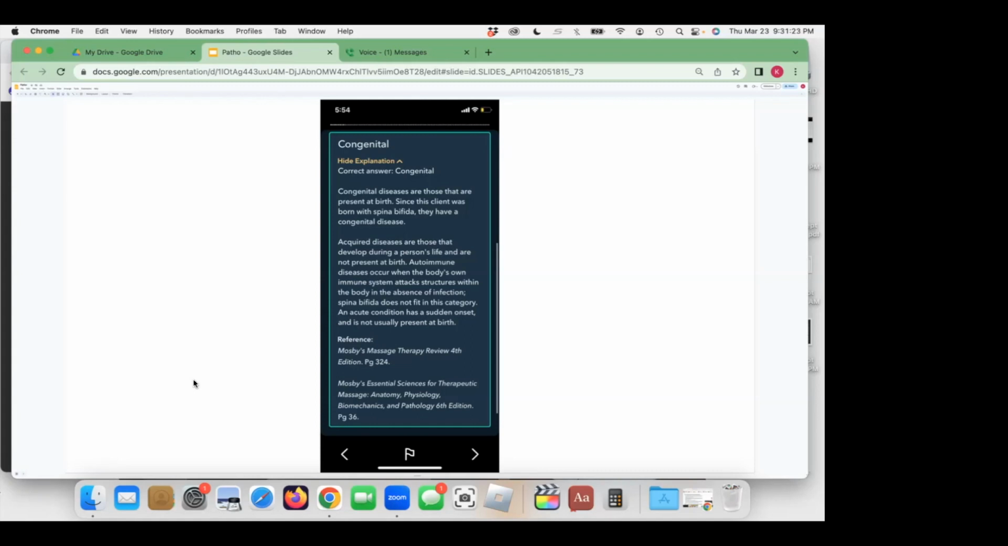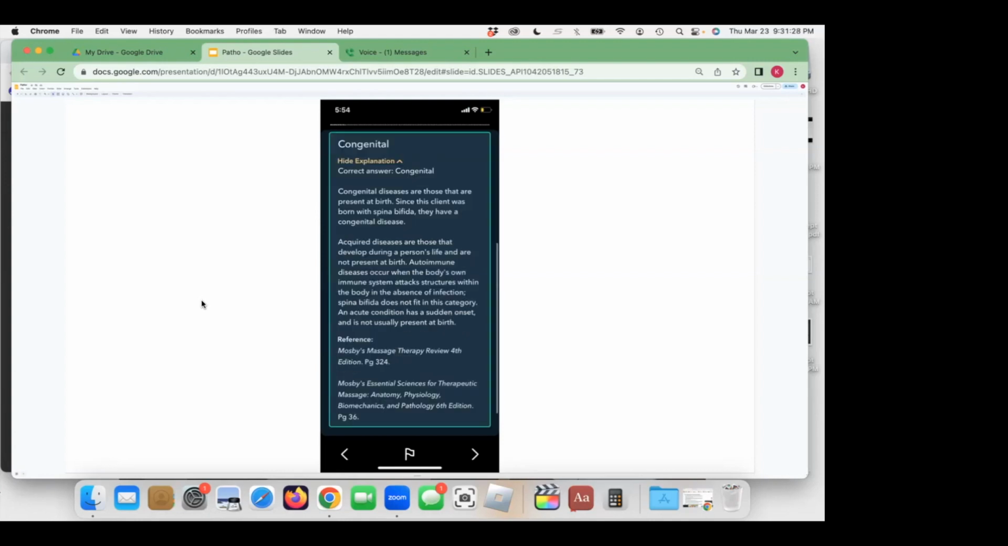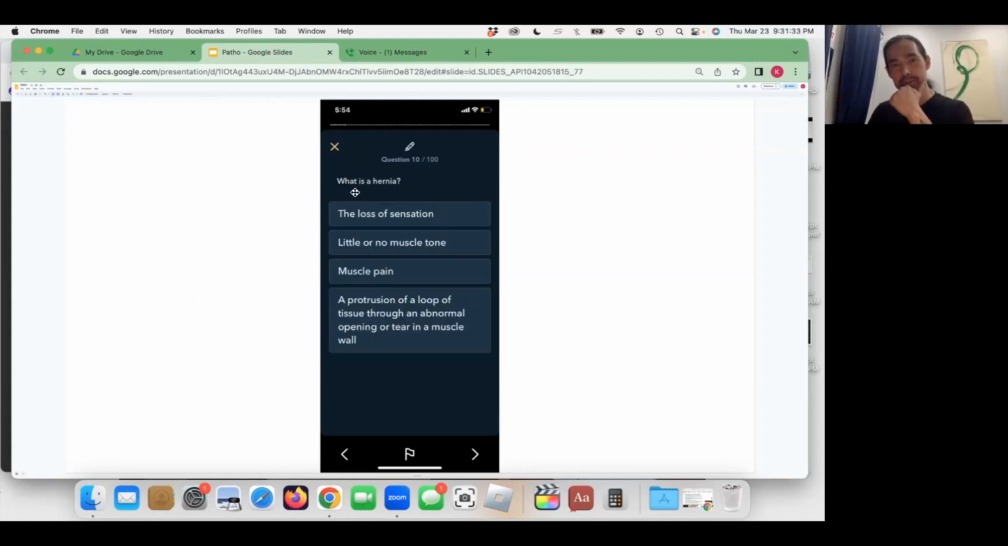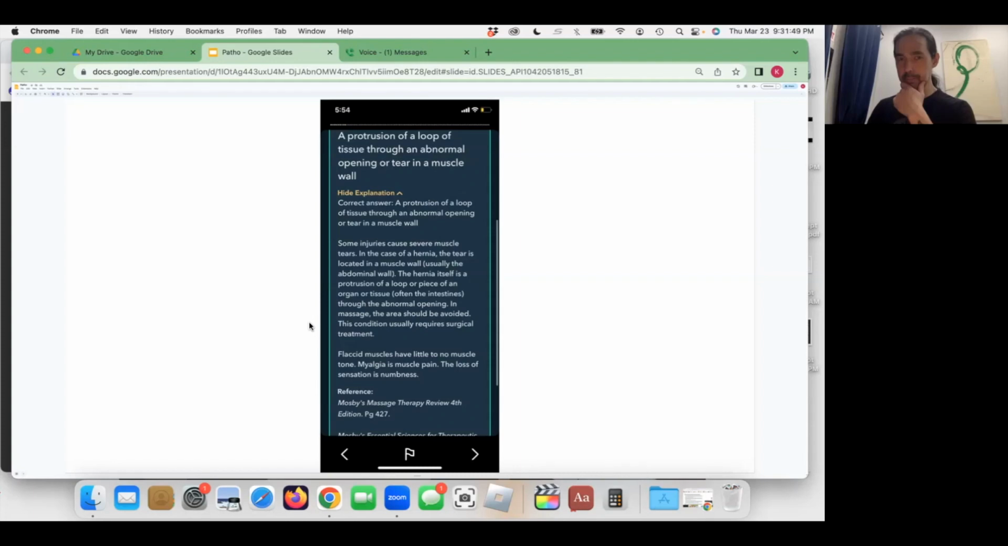Yes. And you can also go back to slide number 9, right? Question 9. What is a hernia? Loss of sensation, little or no muscle tone, muscle pain, a protrusion of a loop of tissue through an abnormal opening or tear in a muscle wall. Which one? The last one. Yeah, the last one.